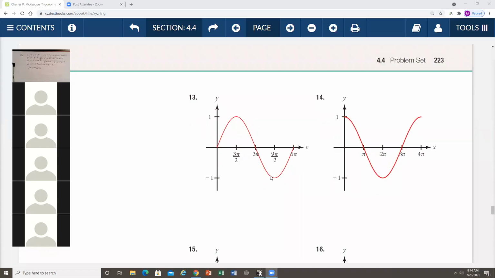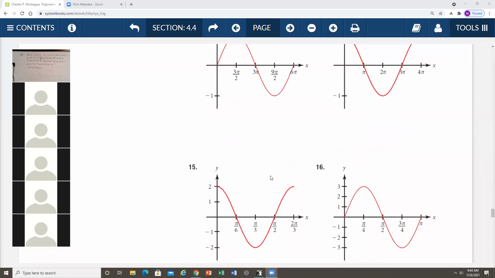Austin, did you get that function correct? Justin, did you get that one correct? Anthony, did you get that one correct? Yep. Okay. Let's take a look. Let's go on down further.